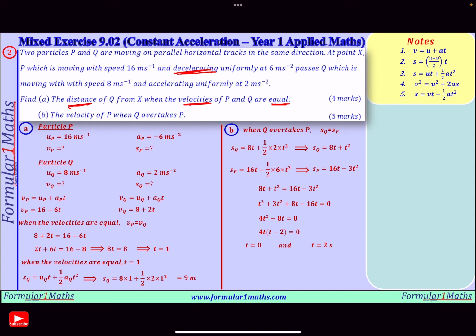But we know that the valid answer here will be t equals 2. So q overtakes p when t equals 2 seconds. But we are looking for the velocity of p when q overtakes p. So we are going to find Vp, which will then be given by 16 minus 6 times 2, because V equals U plus at. And we know U is 16 and a is 6. Simplifying this, we get Vp equals 16 minus 12, and that means the velocity we are looking for is 4 meters per second.